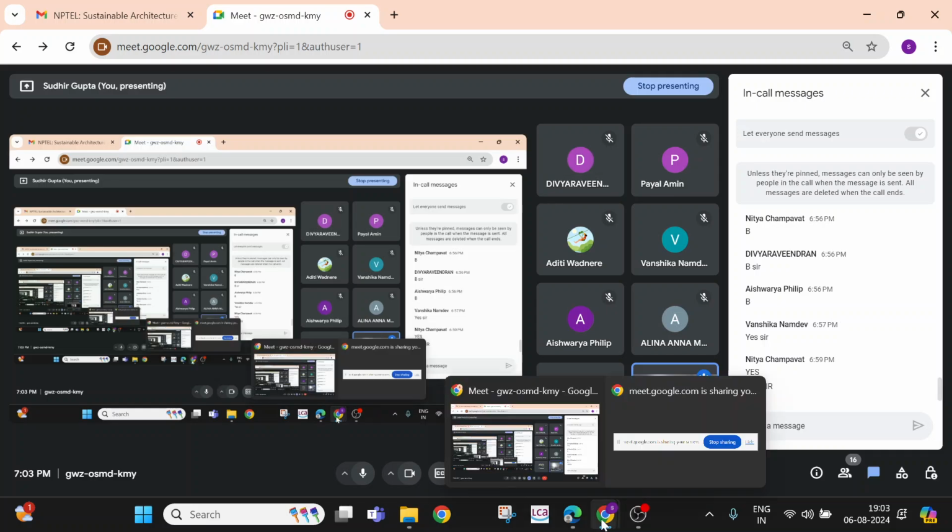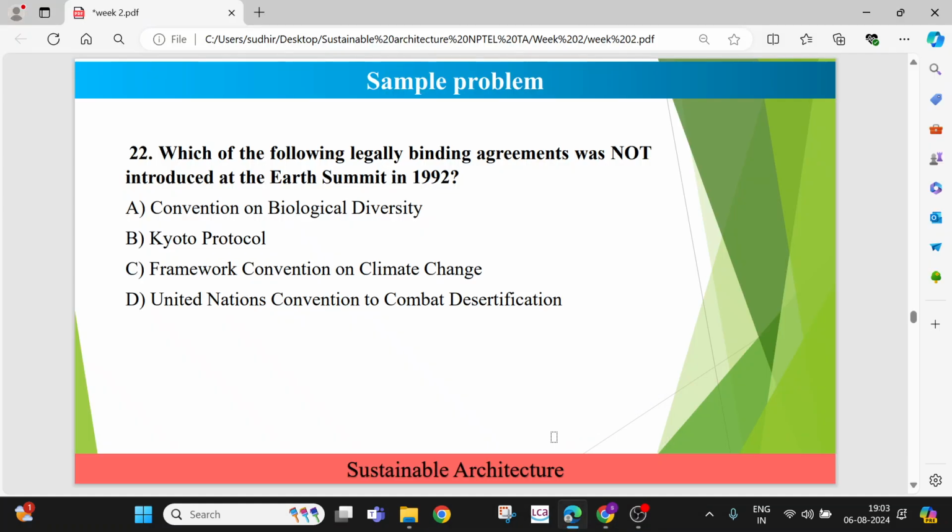So I think we can move to the questions. We were discussing question number 22. All of you have mentioned option B. Is there any other answer apart from option B, or can we lock option B? Yes, sir. For this particular question, option B is the right answer.